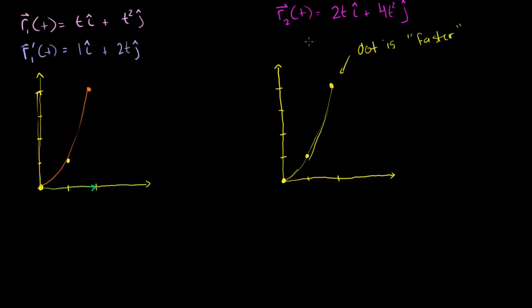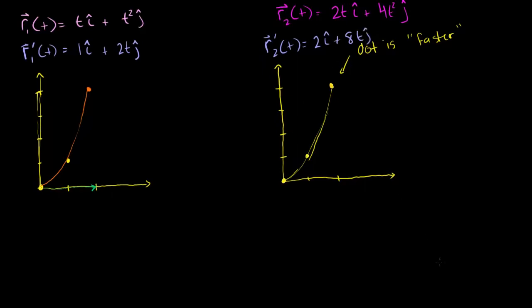And let me take the derivative over here. r2 prime of t. The derivative of 2t with respect to t is 2, so 2i plus the derivative of 4t squared is 8t. Right? 2 times 4, it is 8t, just like that.